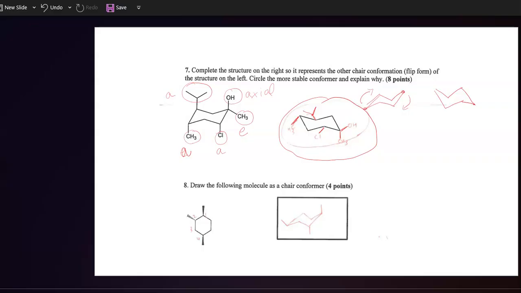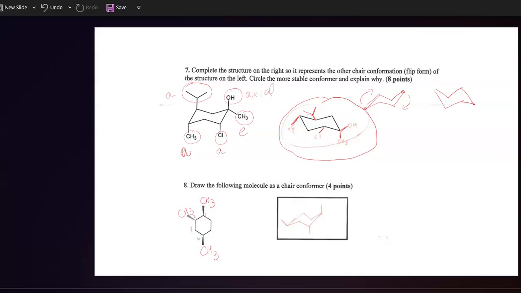The next molecule is asking to take a planar structure of cycloalkane and redraw that as a chair conformer. And here we have only methyl groups. This methyl group here is pointing up. This methyl group is pointing down, and then this methyl group is again pointing up.